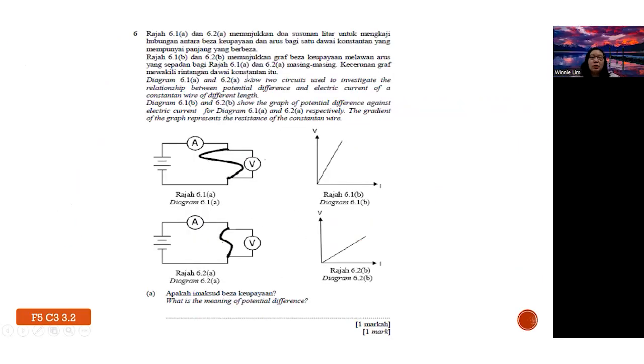Okay, so question 6 is another conceptualization question, which also consists of 9 marks. It is under Form 5 Chapter 3 Electricity, under the topic of resistance. They really like to ask regarding definitions. So what is the meaning of potential difference? Another name for potential difference is voltage.